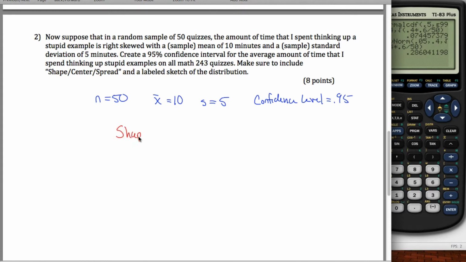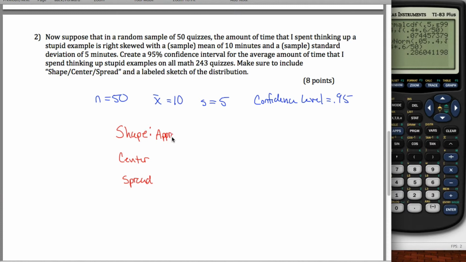Shape. Shape's kind of a trick question, I guess. Maybe it's not really a trick question, but it does say up here that the amount of time that I spend is right skewed. So you're like, ah, shape's right skewed. No, it's not. It's approximately normal.